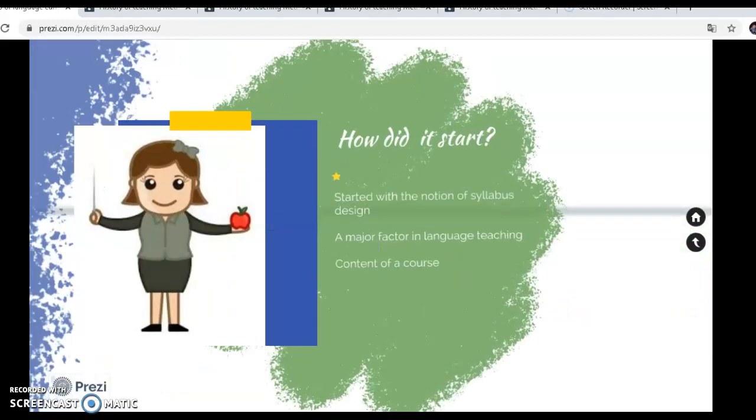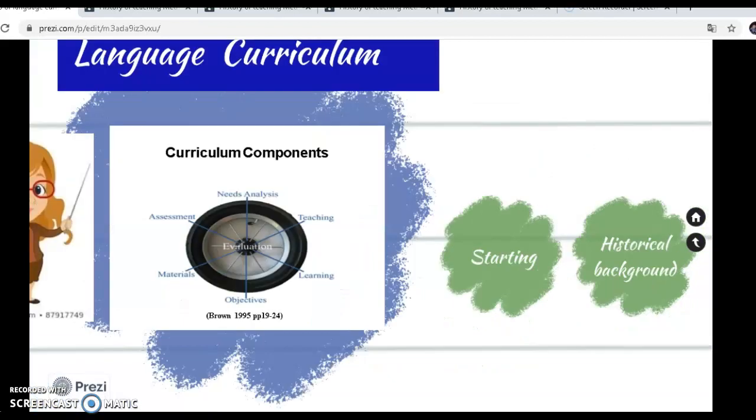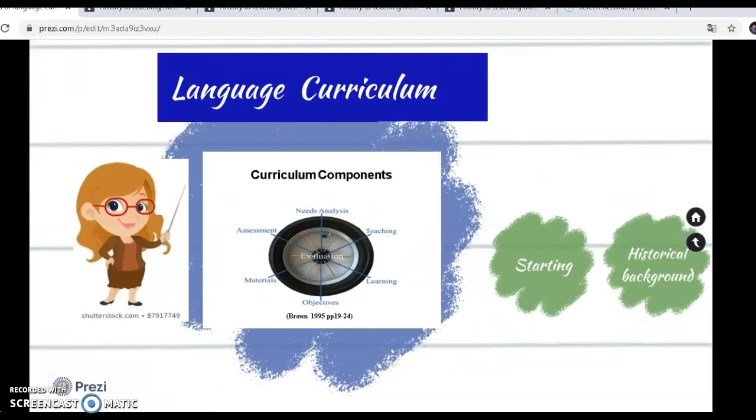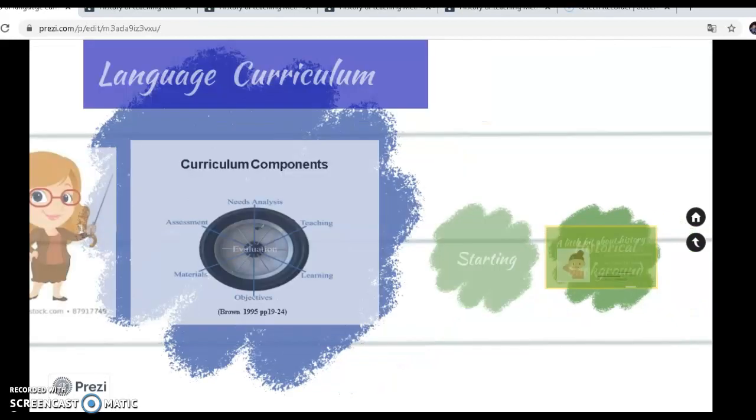This starts with the notion of syllabus design, a major factor in language teaching. It was focused on the content of a course. However, before, we had other different kinds of teaching methods.